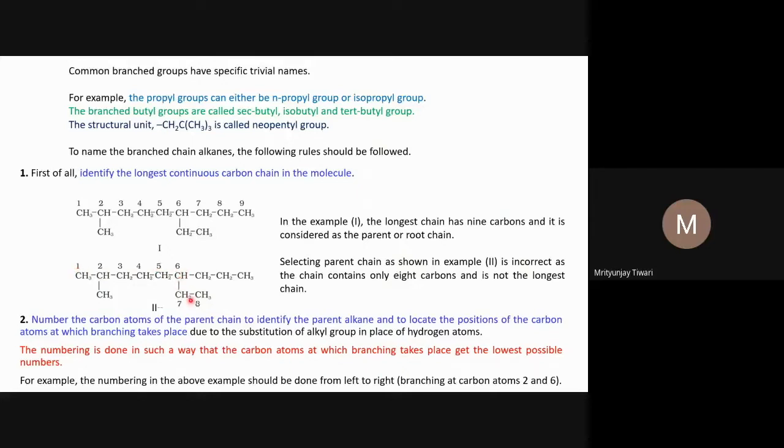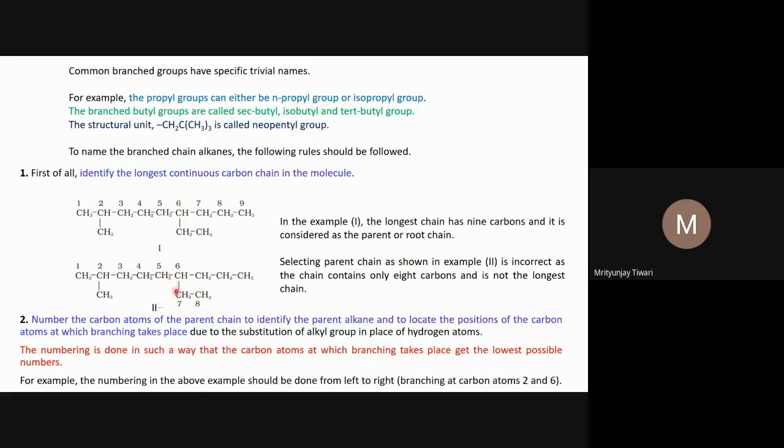To find the longest continuous chain, it doesn't mean you have to go in a straight line. You may follow any path and reach the longest continuous chain. Continuous means there should be a direct bond between the carbon atoms we are going through in the forward direction. Here there are only 8 carbons, so this cannot be the principal chain, the main chain, or the longest continuous chain.